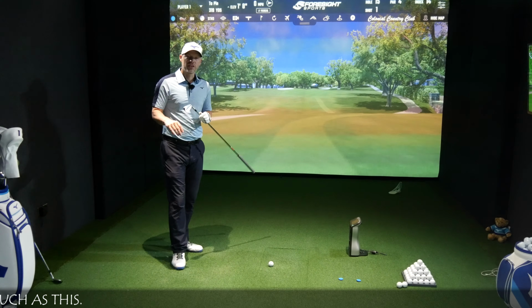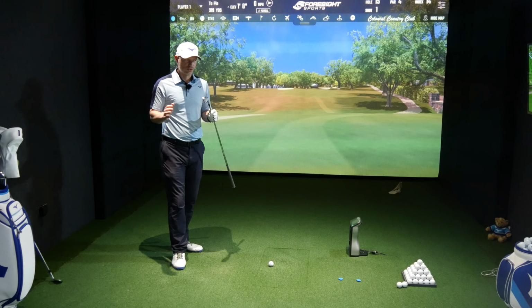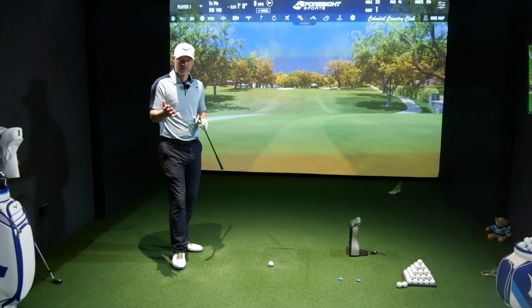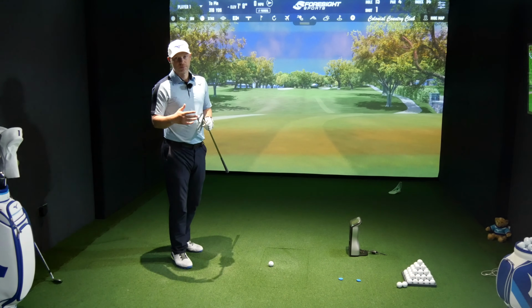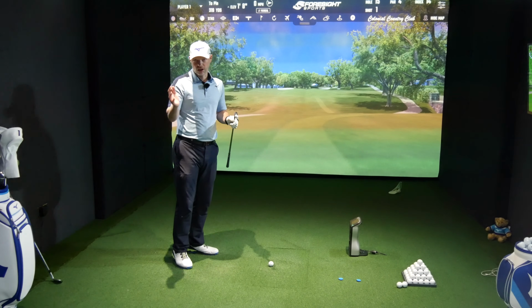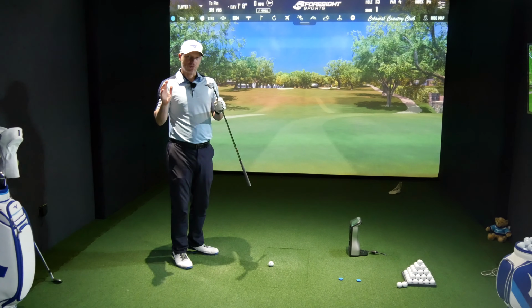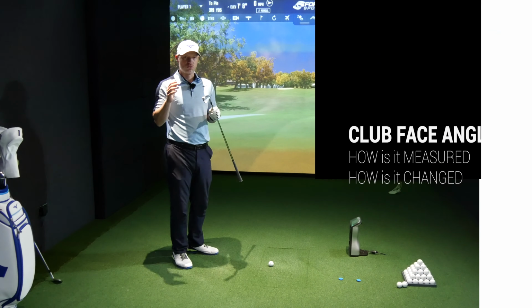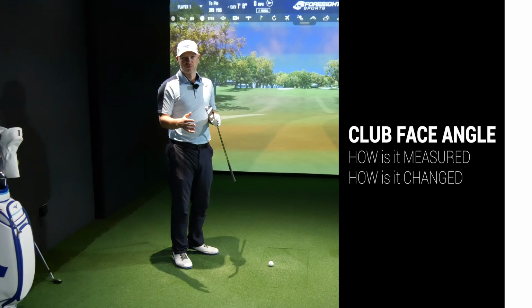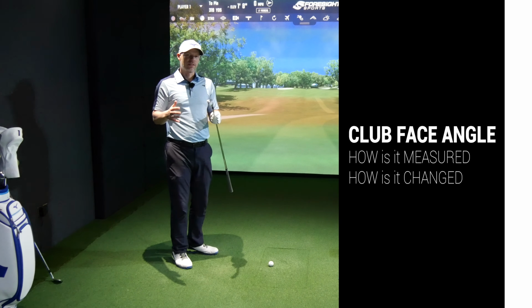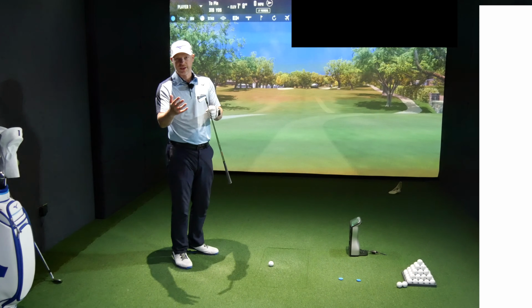Now there is a lot of information which is put to the client, the student, when it comes to their lessons, and that is in terms of path, face to path, we've got dynamic loft, lie and all these things. And so this is what this series is about. We're trying to give you a better understanding of these terms, so when you go into your lessons you can understand them better and obviously reference what they mean to you or not.